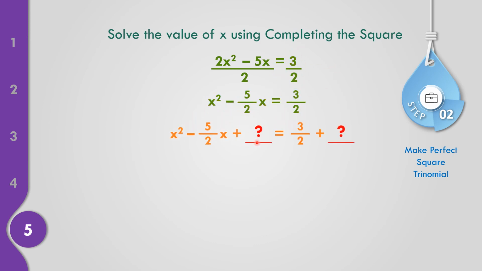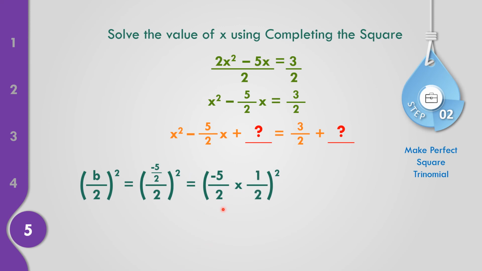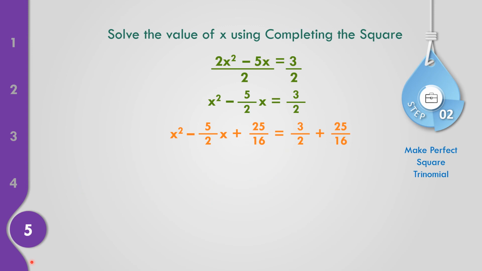So right now, we can add the number to be added to make this equation a perfect square trinomial. The value of b is equal to negative 5 over 2 divided by 2, and then squared. Copy the numerator, negative 5 over 2. Multiply it with the reciprocal of the denominator, that is 1 over 2. Negative 5 times 1 is negative 5. 2 times 2 is 4. Negative 5 times negative 5 is positive 25. And then 4 times 4 is 16. So the number to be added is 25 over 16.